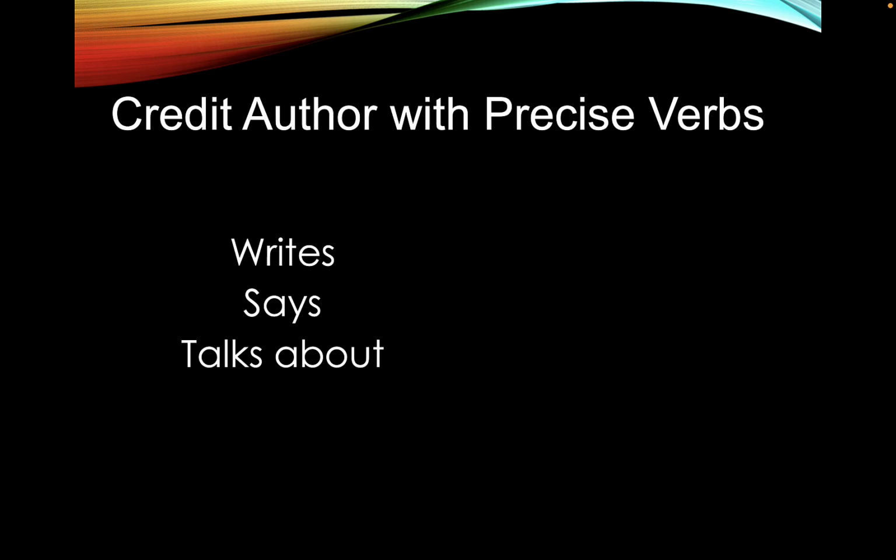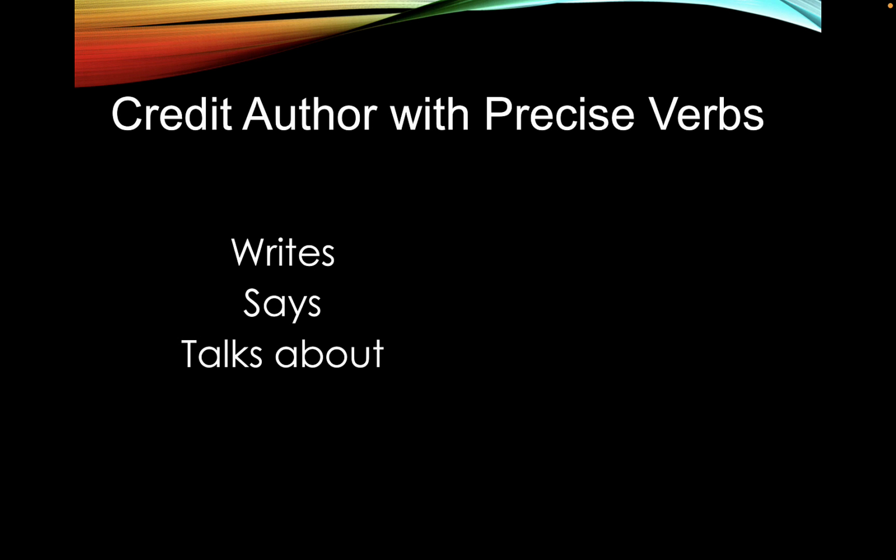Another thing you want to do to create an effective summary is to credit the author with precise verbs. These verbs are the words we use to show exactly what an author is doing throughout their article. So for example, you might say things like, Krakovsky writes, she says, then she talks about, throughout your summary to tell us what she's doing as you introduce her ideas. Now, when I say precise verbs, we want to make it clear what the author is thinking or what they're doing with their argument.